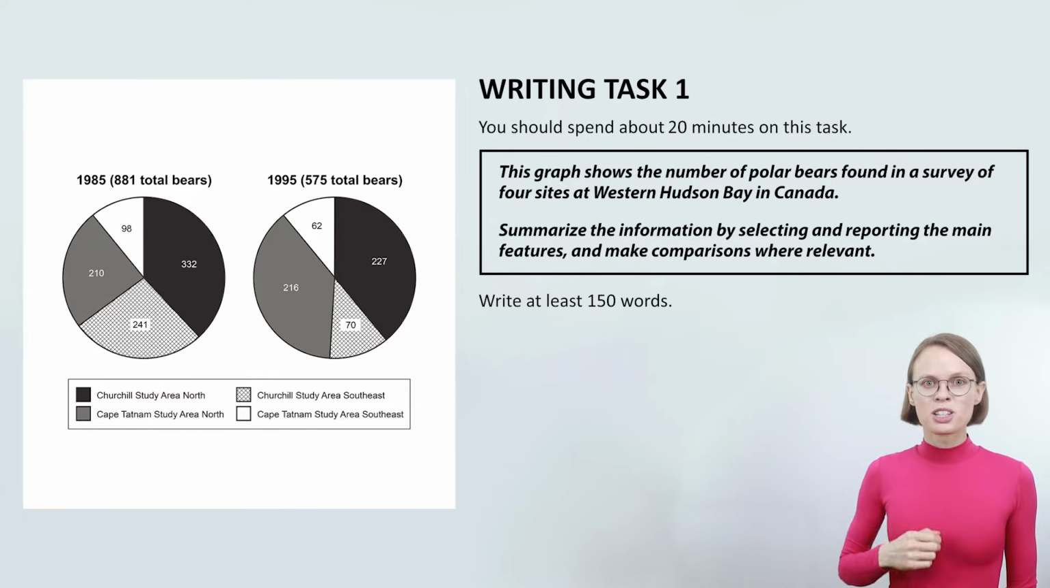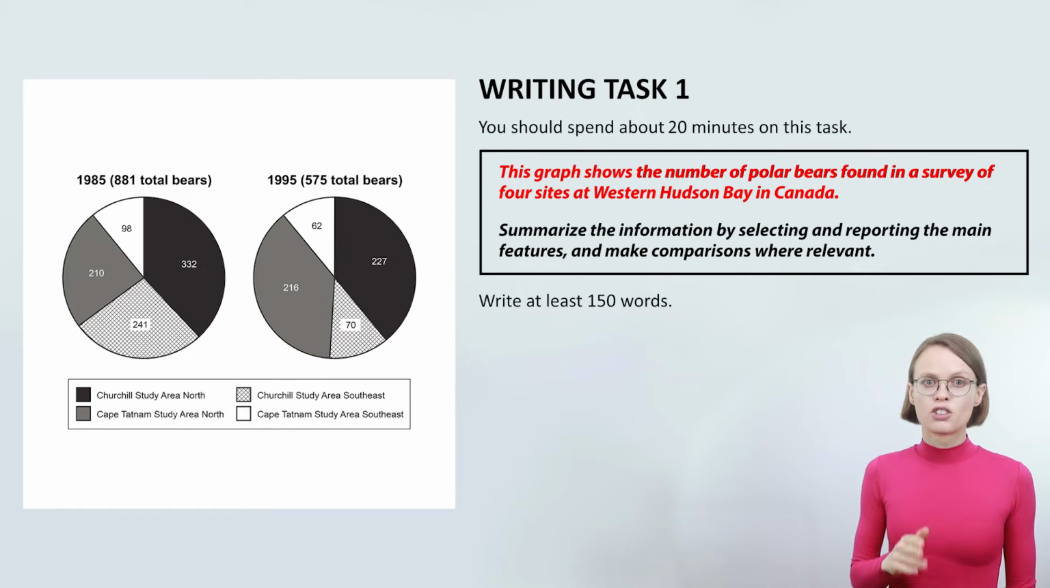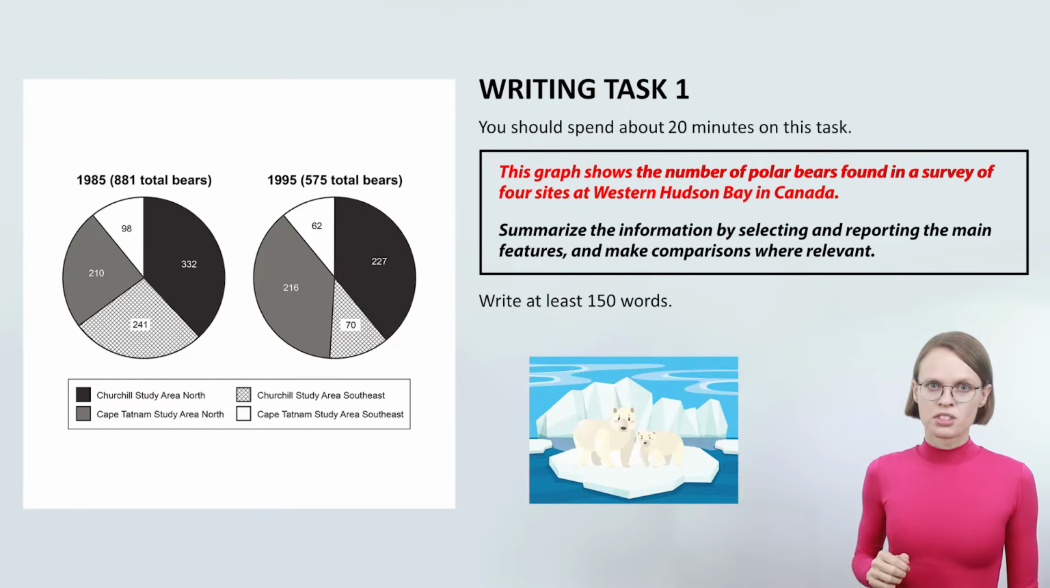First, the prompt always includes a short statement describing the graph. It may be 1 or 2 sentences. This graph shows the number of polar bears found in a survey of 4 sites at Western Hudson Bay in Canada. It's really important to read this sentence because it tells what the graph is about. I know that there are polar bear numbers from a survey of 4 places.